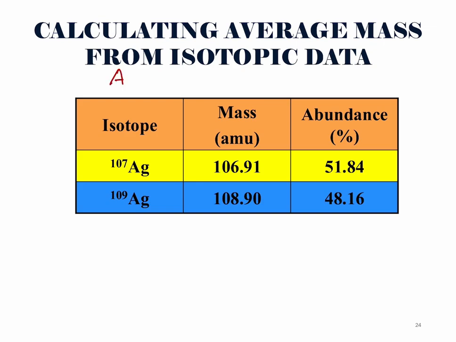So does anyone know what Ag is? Gold? Close. It's silver. So Au is gold and Ag is silver. We have 2 different isotopes, silver 107 and silver 109. And you're given the atomic mass of each of these isotopes, the AMU, and the relative abundance of each of these.